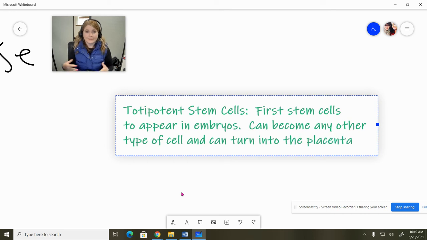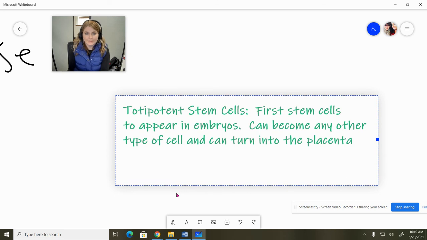And since the placenta is not inside the embryo's body, it's attached to the uterine wall and it ends up interfacing with the mother's bloodstream to be able to provide nutrients and oxygen to the embryo and to rid waste products from the embryo as well. It's not part of the embryo's body itself. So that's why only totipotent cells can actually do that.